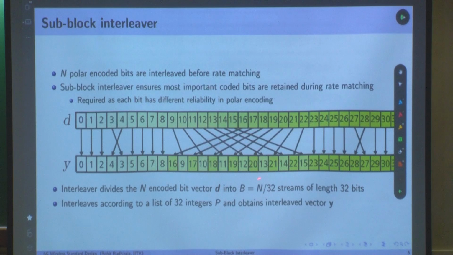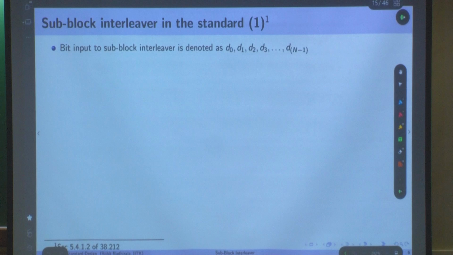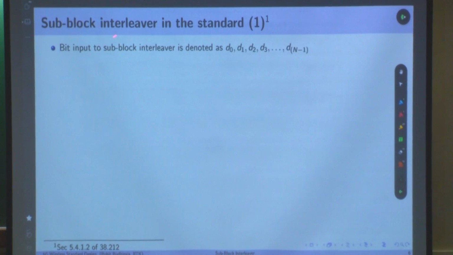Then you have 32 bit values to interleave, and you need to know where these bits should be written. You need that sequence, and that sequence is called P. Based on that, you get this interleaved vector y. D is the input, y is the output, and the input and output length for the interleaver is 32. Whatever it does for one stream, it does the same for the other streams also. Do you get what we are saying here? So it interleaves 32 bits at a time, breaking the N length sequence into B streams. This is how it happens in the standard.